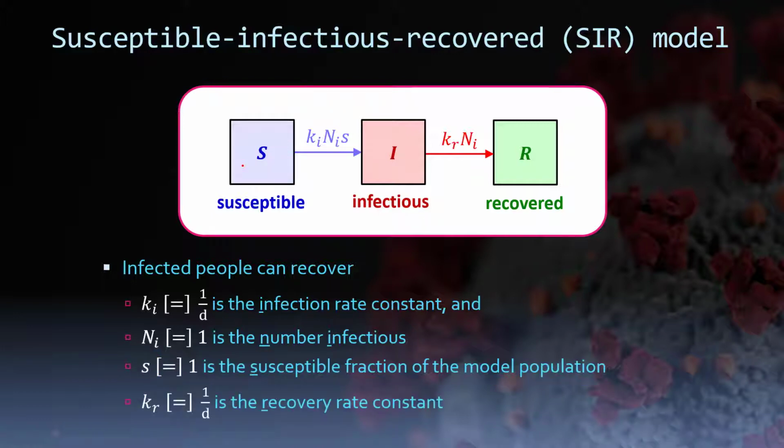The last thing, and this is really the only new concept in the variables that we have, is Kr, which is the recovery rate constant, and it has units of per day, right? So it has the same units as Ki, and it tells you the rate at which a person who's infectious will recover.